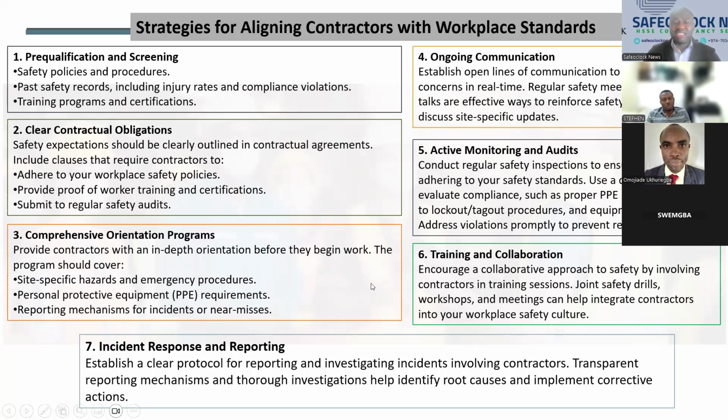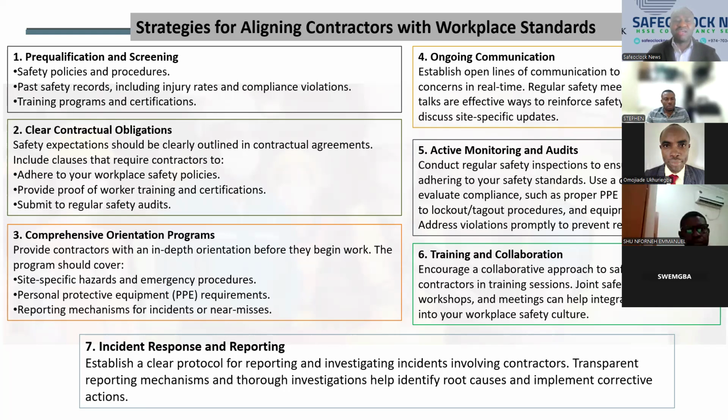Okay, then the other one is there should be a proper and comprehensive orientation program. You don't just bring them to work and allow them to go into the workplace immediately. Proper site identification, personal protective equipment, reporting mechanisms, just like Mr. Stephen has said. So there should be a proper orientation program in place before they begin their work.